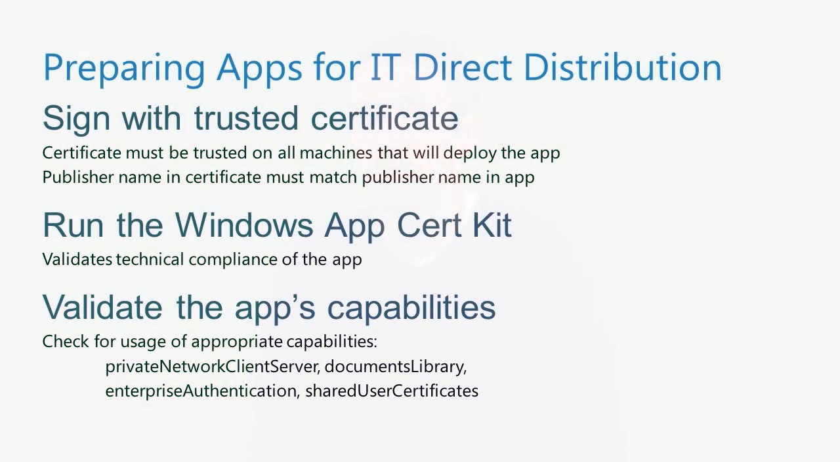There's a set of 4 capabilities that are of particular concern to IT departments and for the security and confidence of our enterprise users. If you take a look at them, they're access to the local network in the enterprise, the local intranet, the private network client and server, the documents library, enterprise authentication, which gives the app access to the credentials for a user that's logging in with their enterprise credentials, as well as installing user certificates. We recommend that you look very closely at these capabilities and understand whether you really need them before you make the decision to include them in your app.